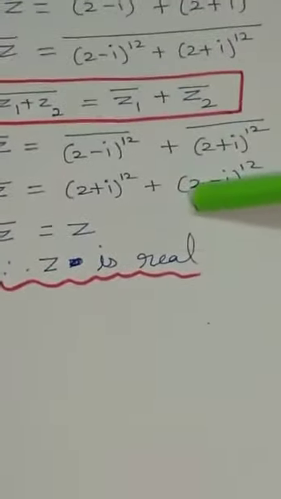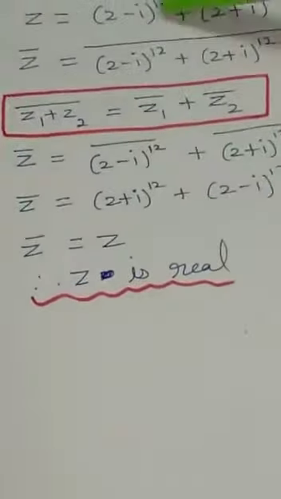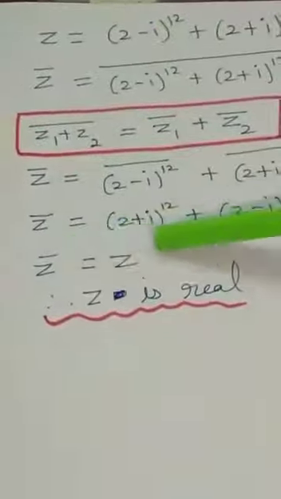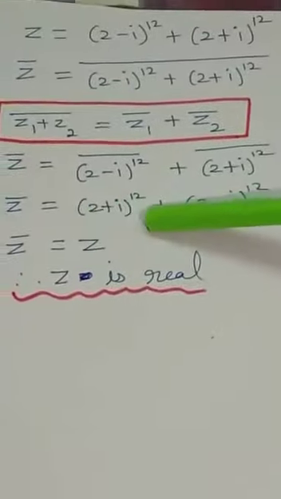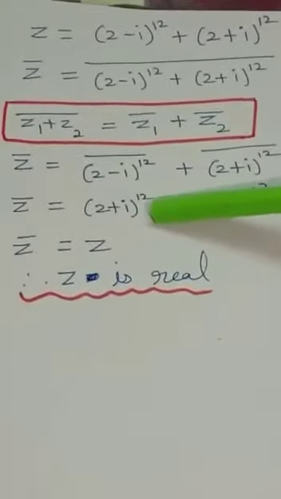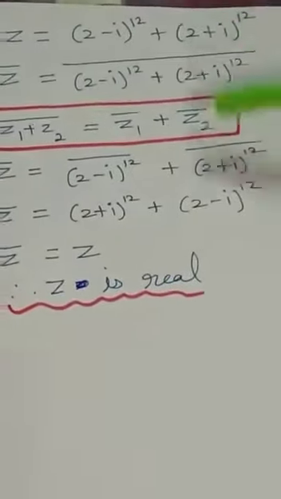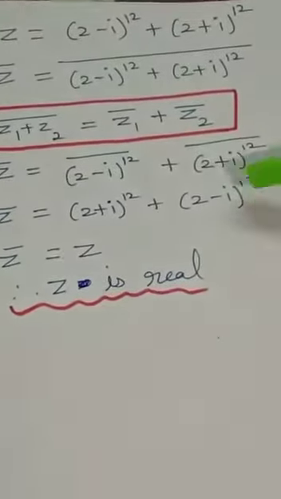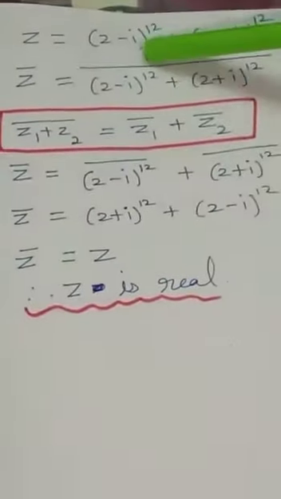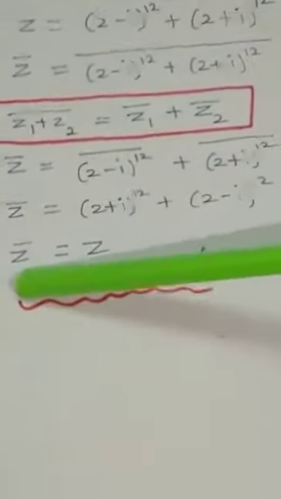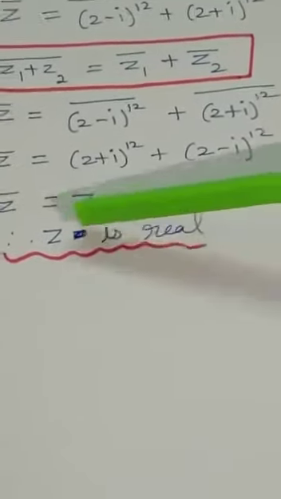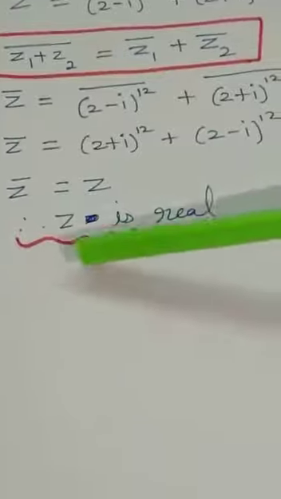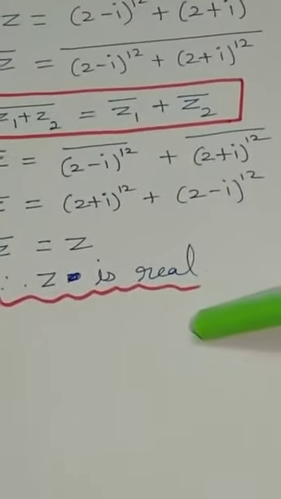Now you closely observe, this is the same thing as our Z. Z conjugate and Z are the same, only the order is different. Here you have 2 plus i to the power 12 as the first term, that is the second term here. 2 minus i to the power 12, which is the second term here, that is the first term here. So I can write the conclusion: Z is equal to Z conjugate. And what is the property telling us? Whenever Z is equal to Z conjugate, Z is real. So we have proved it.